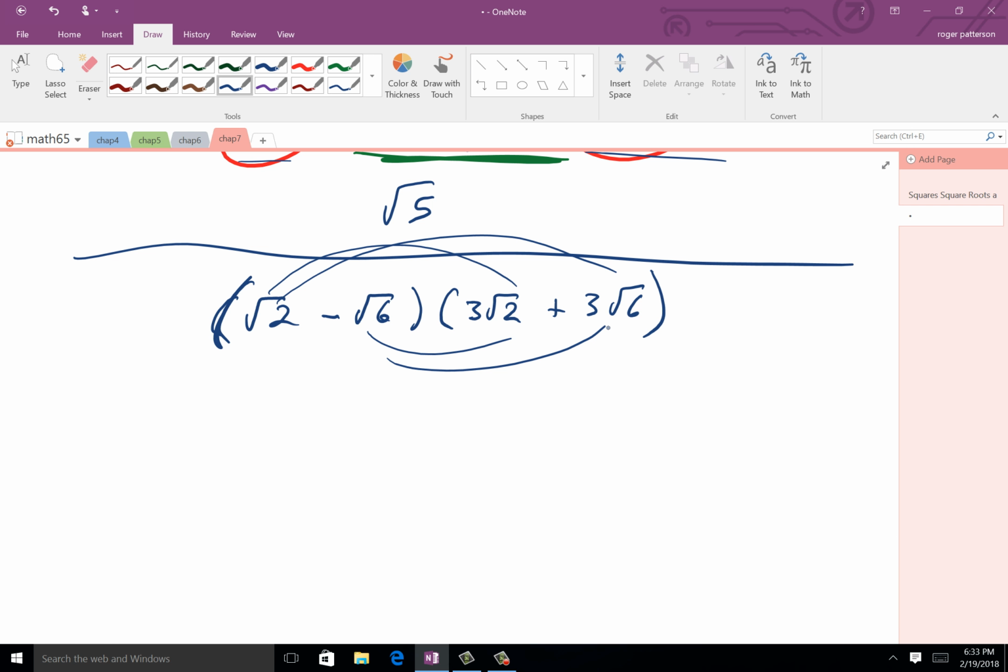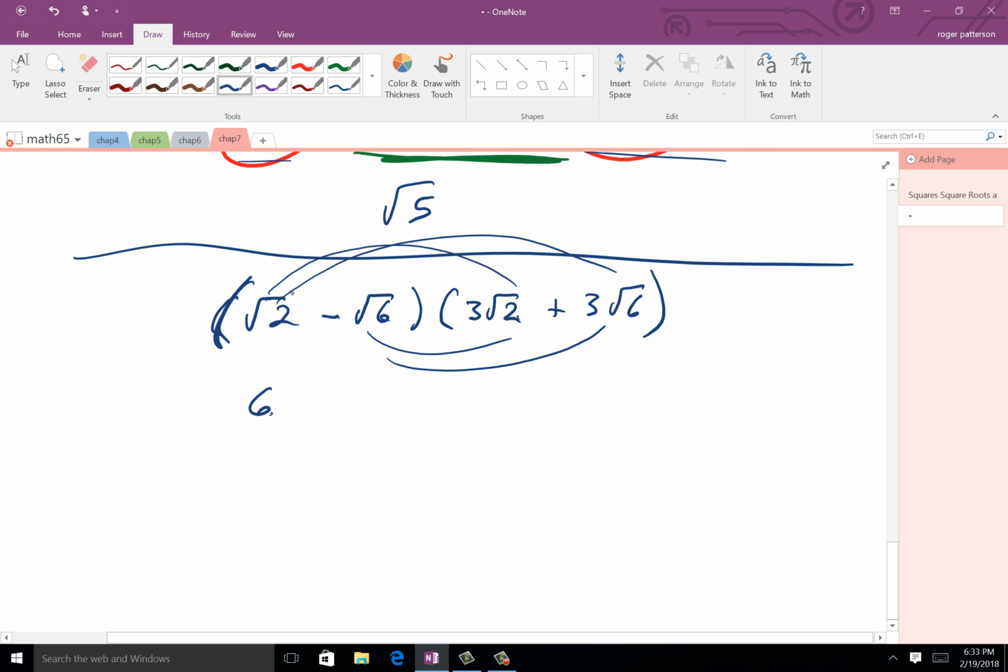What's our first term going to be? Let's take a look at it. We have a square root of 2 times the square root of 2. What's that? Square root of 4, which is 2. But I have a 3 hanging out with it, so that's going to be 6. So square root of 2 times square root of 2 gives me 2, and 2 times 3 is 6. That's going to go there.